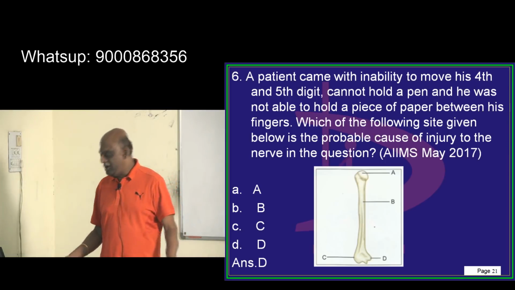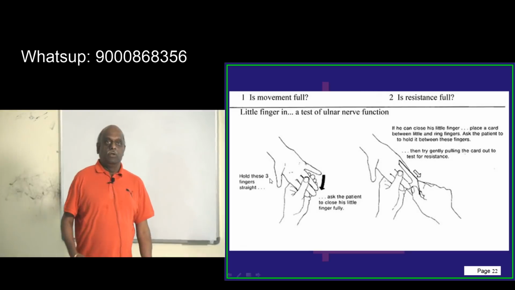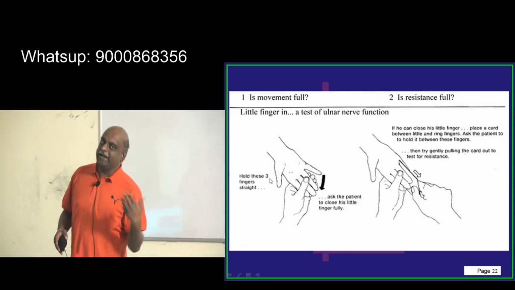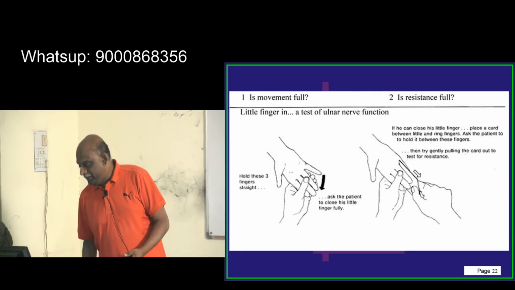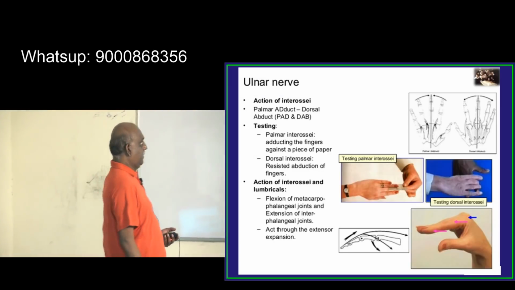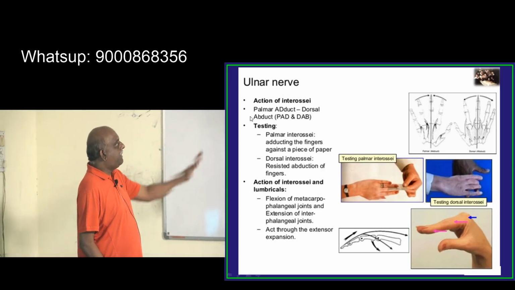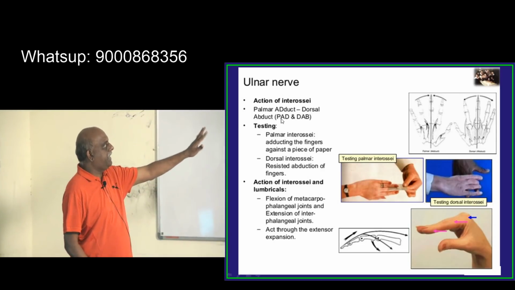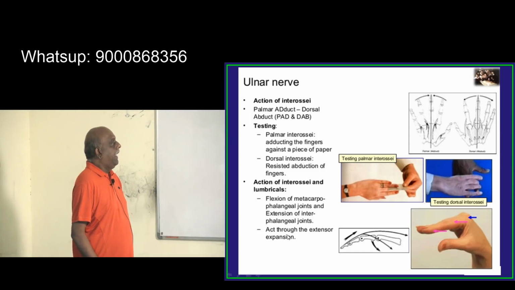So that is the way you test for the interossei function, and indirectly the function of the ulnar nerve is what you have to basically remember. So ulnar nerve supplies interossei: palmar adduct, dorsal interossei abduct is what you need to remember.